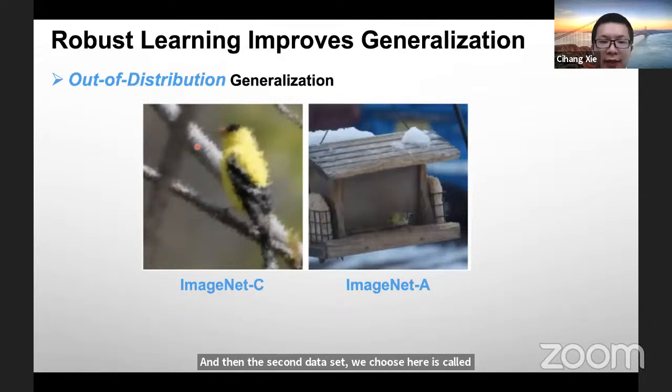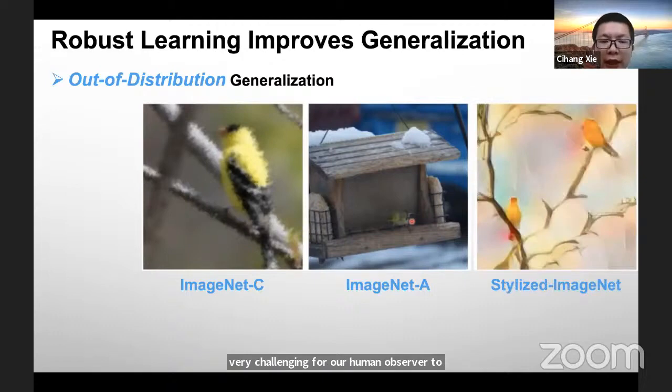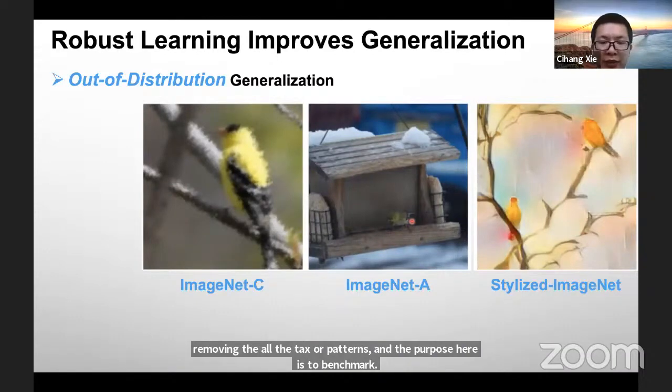Basically, ImageNet-A is a collection of some very hard natural real-world images. For example, the true label of this image is actually a bird, but you can see the bird is pretty small here, right? Which is very challenging even for a human observer to recognize. And the third dataset is called Stylized ImageNet. Basically, this dataset removes all the texture patterns, and the purpose here is to benchmark the model's shape representation power for recognizing these images.